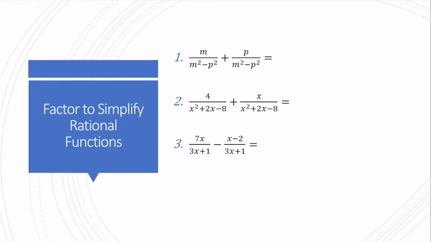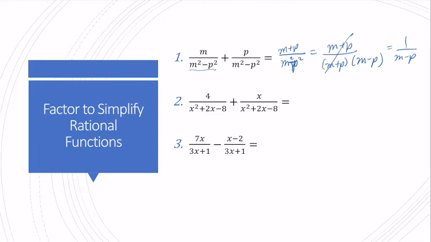Okay, we're going to add these fractions with the same denominators, and then we're going to factor in order to simplify. So I have m plus p over m squared minus p squared. Well, m squared minus p squared is a difference of perfect squares, so it's going to factor to m plus p times m minus p. See, this is why I told you to make sure you felt really solid with factoring, because we're going to keep using it for the rest of the semester. This is going to simplify to 1 over m minus p.